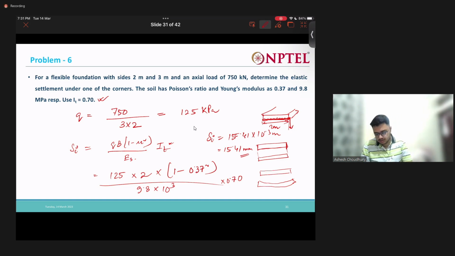So this is the immediate settlement that occurs immediately after you load the soil. Okay, not consolidation settlement. This comes from the elastic theory, not the consolidation theory. So this is the immediate settlement.